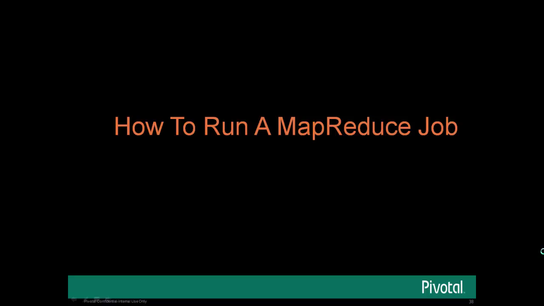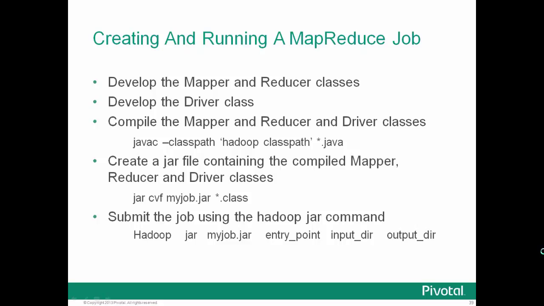How do you run a MapReduce job? The developer must create a mapper and a reducer class, as well as the driver class, which we have seen examples of previously. The mapper, reducer, and driver classes must be compiled. Once compiled, one must create a jar file containing the compiled mapper, reducer, and driver classes, and then the job must be submitted using the Hadoop jar command.